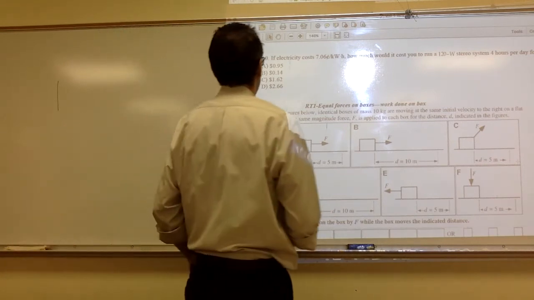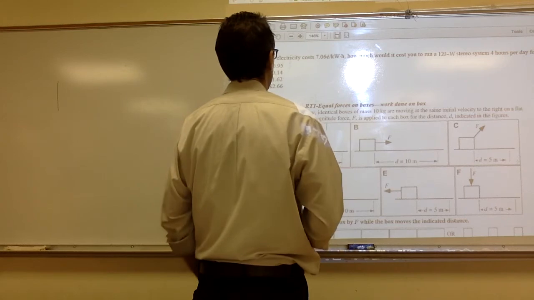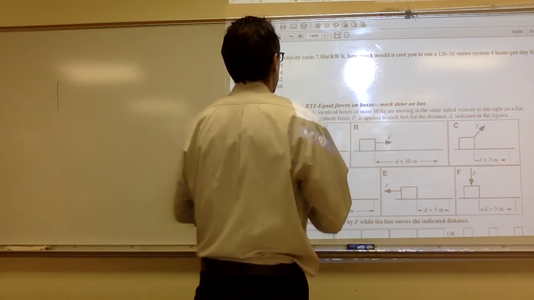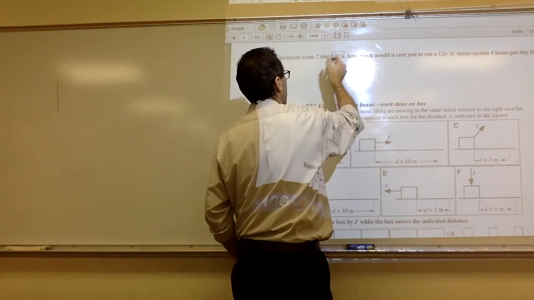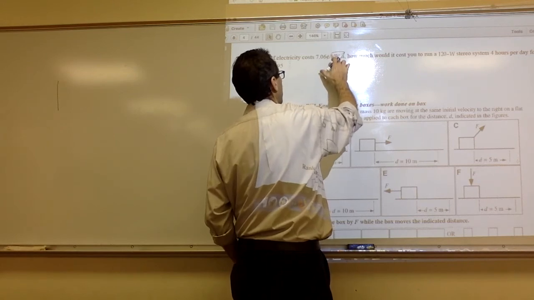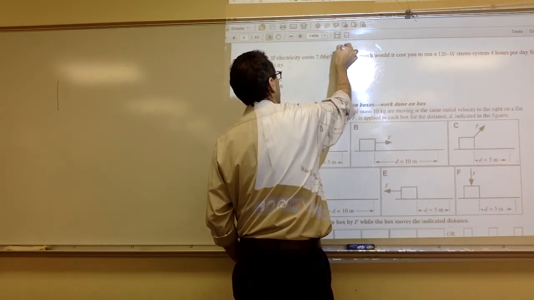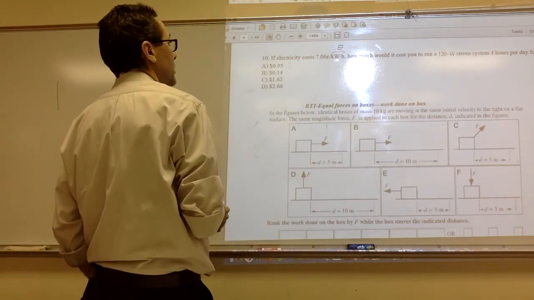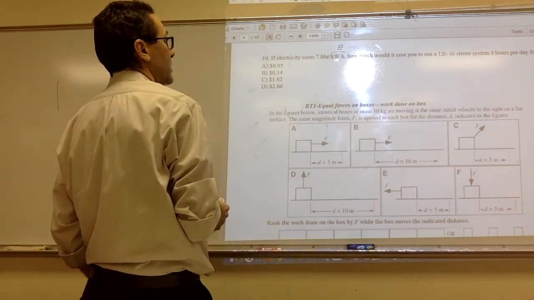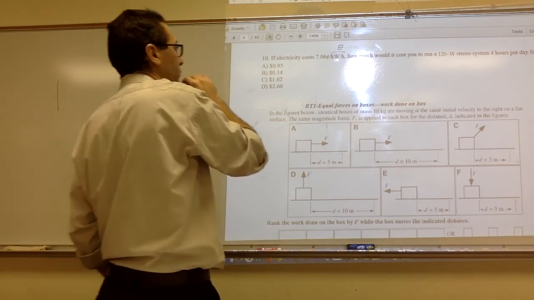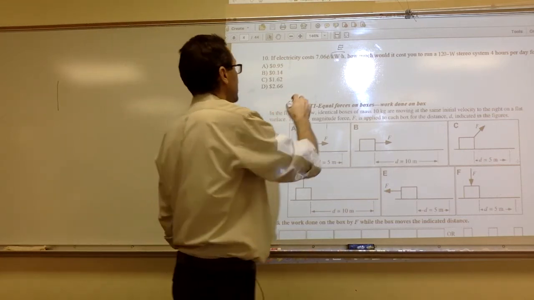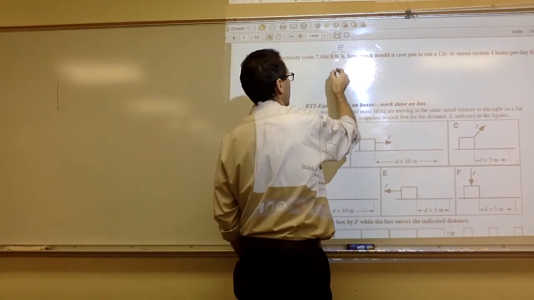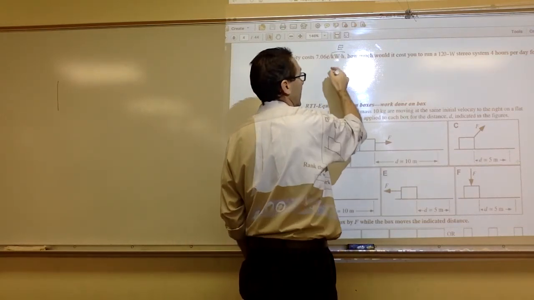Okay. If electricity costs 7.06 cents per kilowatt hour, right? Now this is not the unit for power. That's the unit for energy, right? Which is basically work. How much would it cost to run a 120 watt stereo system 4 hours per day for 4 weeks? So now I think we have to find our energy in kilowatt hours first.